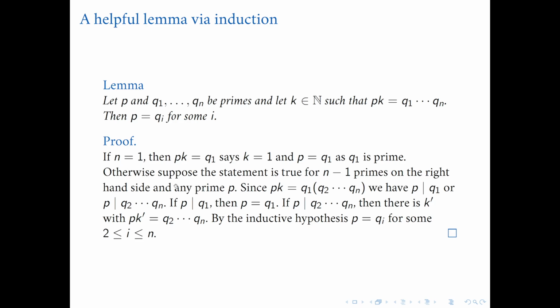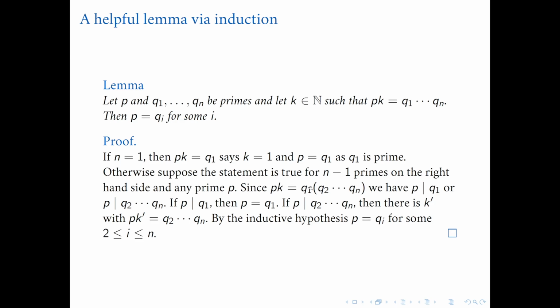But nevertheless, suppose that the statement's true for n-1 primes on the right-hand side and any prime p on the left. So we're just going to suppose it's true up to qn-1, and then we'll show it's true for n primes. Now, normally in class, we go from n to n+1. It doesn't matter. You just need to show that if it's true for one step, it's true for the next. So in this proof, we're going from n-1 to n instead of n to n+1. Same result.